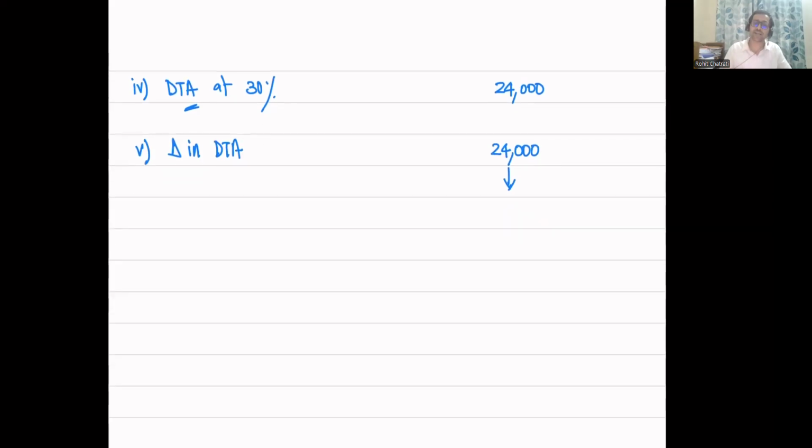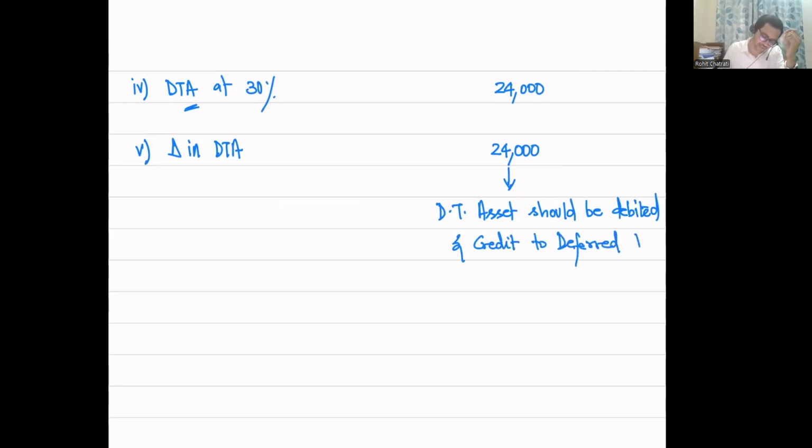All right, I need to create a DTA, which means I need to debit the deferred tax asset, and the credit should go to deferred tax benefit. Because we need to have a deferred tax asset of 24,000, I debit deferred tax asset of 24,000 and I credit a deferred tax benefit of 24,000.